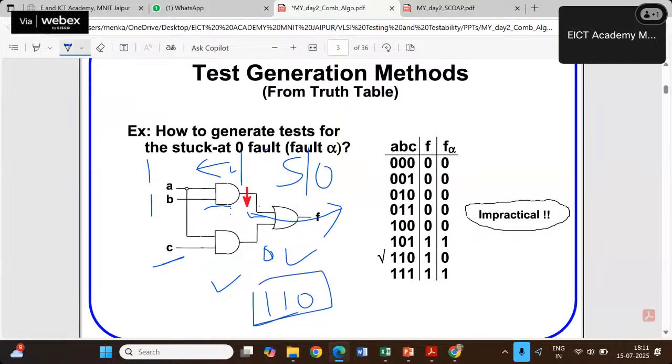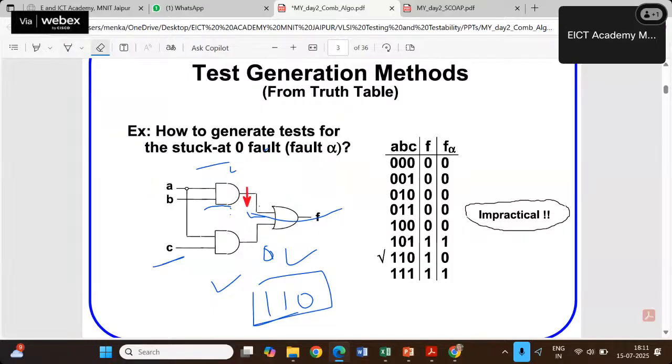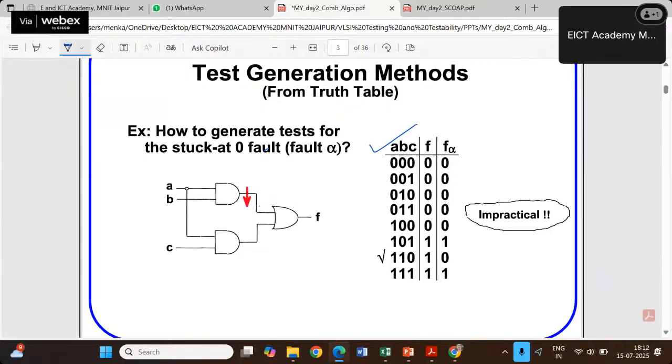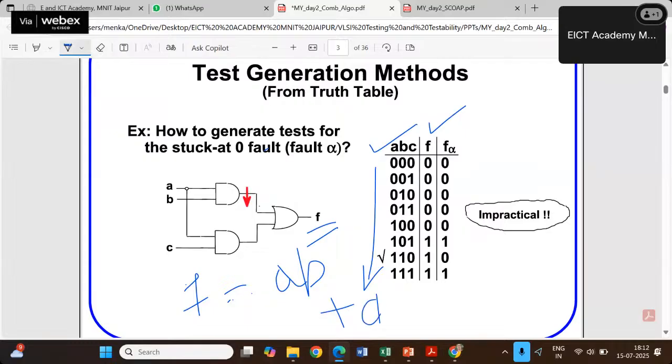Now let us consider the truth table based test generation method for the same circuit. First of all, write the truth table. There are 3 inputs, so there are 8 entries. Now find out what the function f is corresponding to each entry. This f is nothing but a and b plus a and c. This is the combination, right?